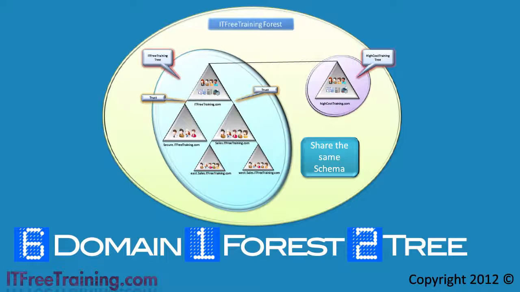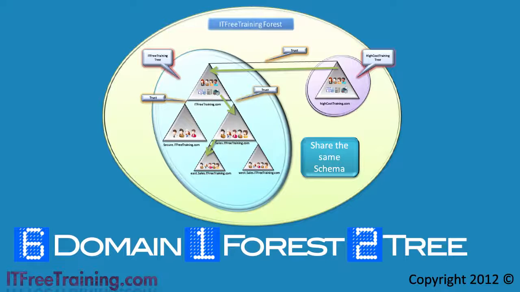The advantage of having a forest is that all domains in the forest also have trust relationships generated automatically. As shown here, a user in high-cost training could access a resource in east.itfreetraining.com. The trust relationship is automatically created between parent and child domains and between trees in the forest. Assuming the user in high-cost training has access, they can access any resource in any domain in the forest.